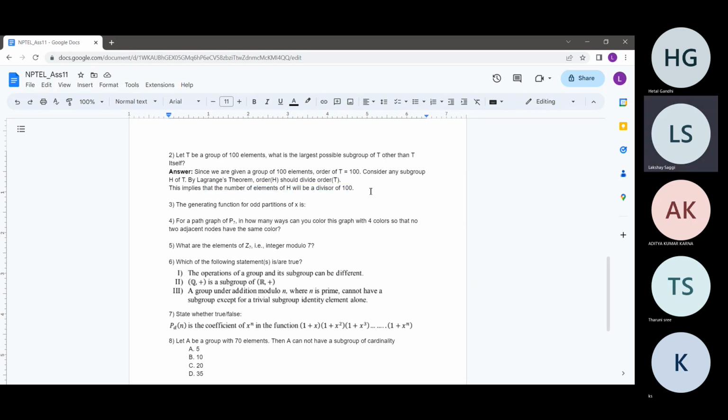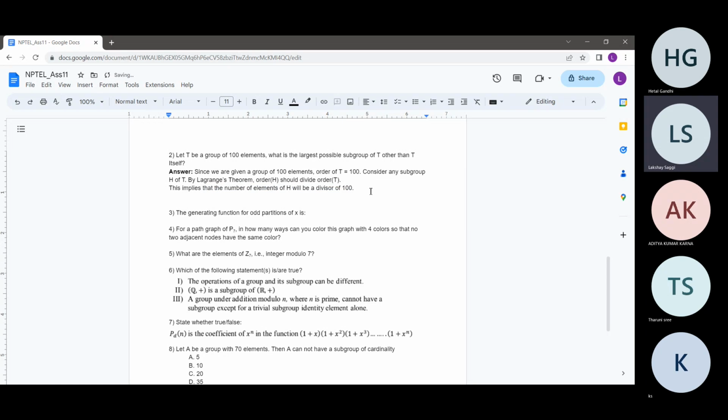So what are the possible divisors of 100? There will be a bunch of them, like 100, 50, and then 25. We'll also have 10 and 5 and 2. We'll have 20 also, 4 also. Similarly, 1 also.